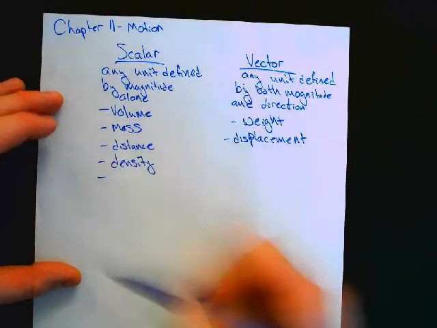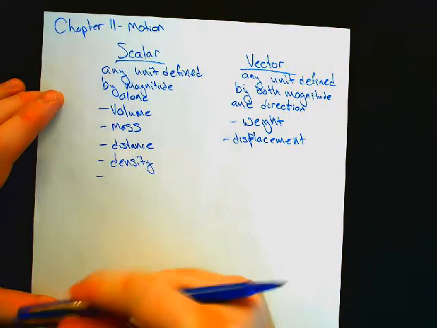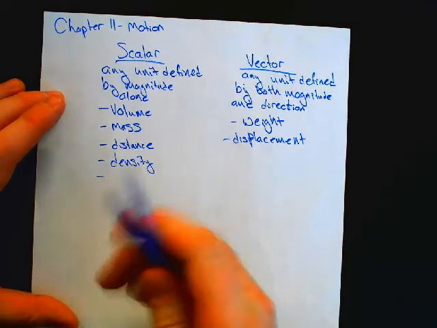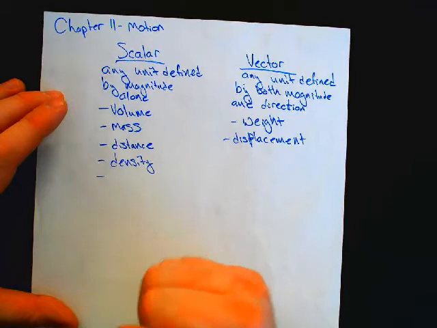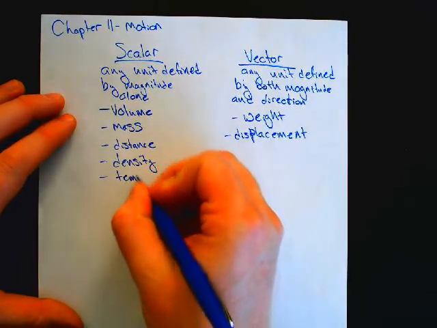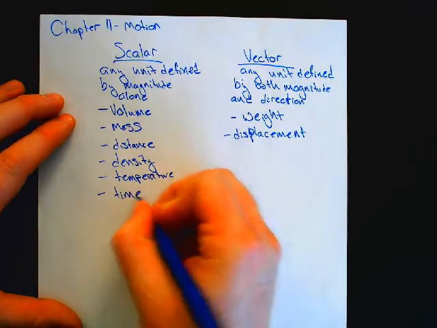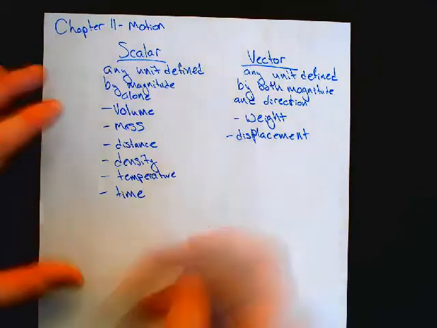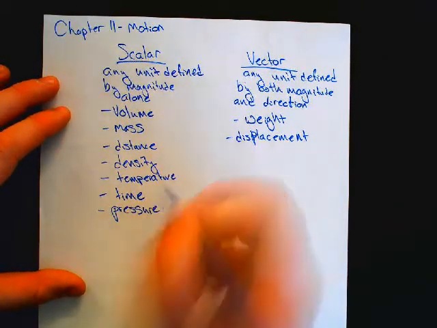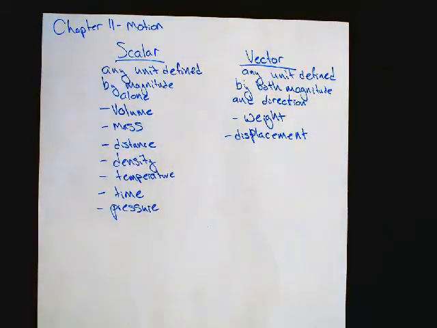So other things that could be scalar units. What's a common one you probably check every day? Temperature and time. Pressure is also a scalar unit. All right, good. So we've got a handful there. These are the ones we probably talked about last semester.